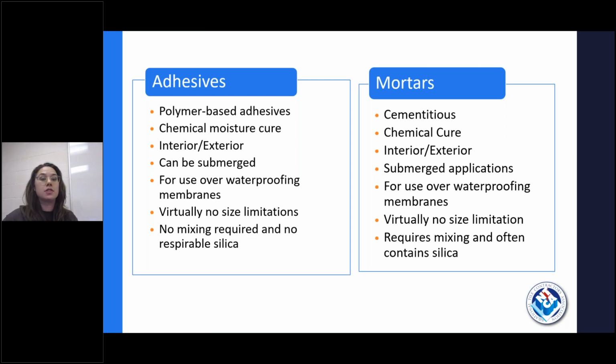Okay, these types of ISO adhesives can be submerged. You can use them over waterproofing membranes. And notice, very similar to mortars, virtually no size limitations. But a critical difference, adhesives versus mortar, is that mortar you have to mix, okay? Often that means you're going to be dealing with silica dust, or you're going to have some type of containment action because of that. And also you're going to have an extra guy on the site that is spending time mixing mortar, right? Where with the adhesives, it is ready to go, ready to use in the bucket, and you're basically opening it and you're moving, all right?